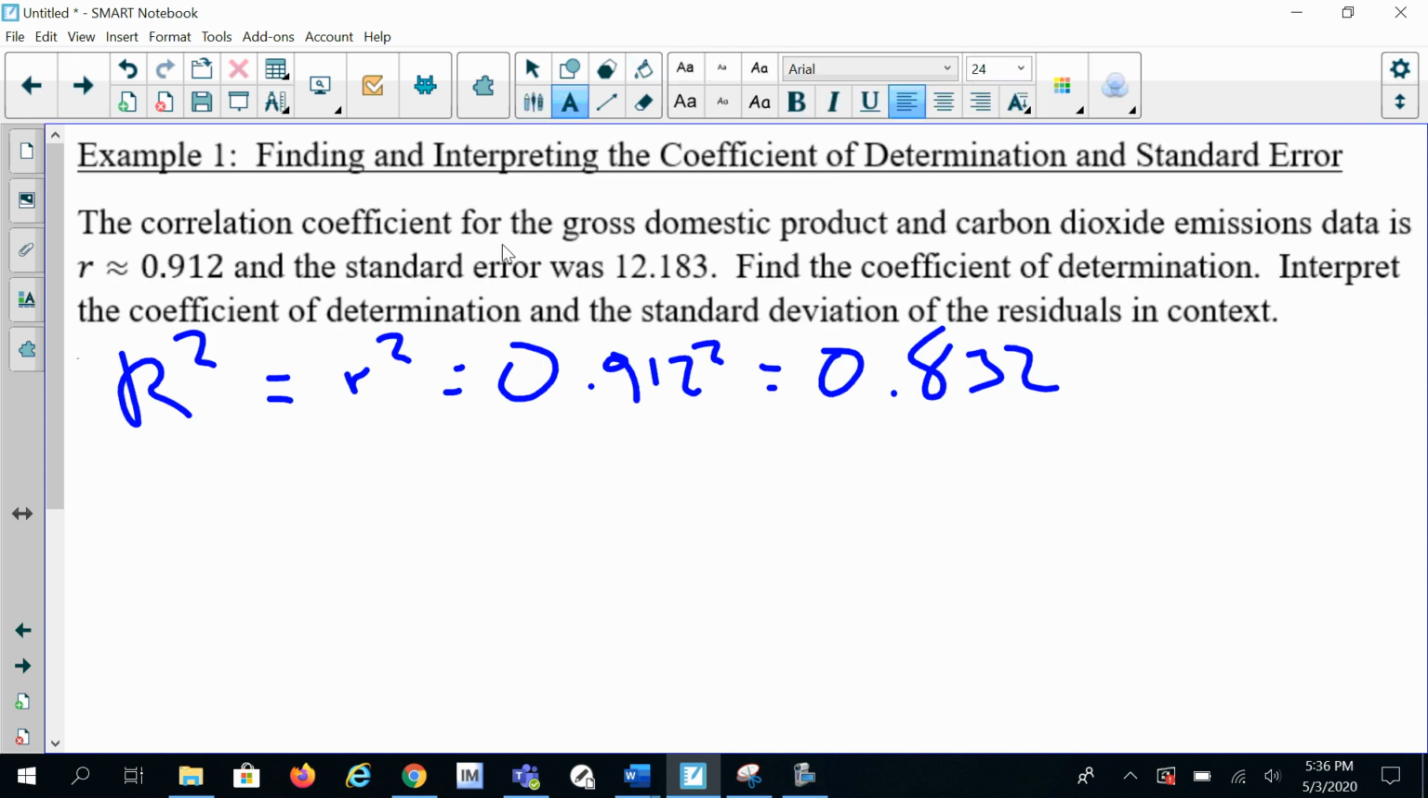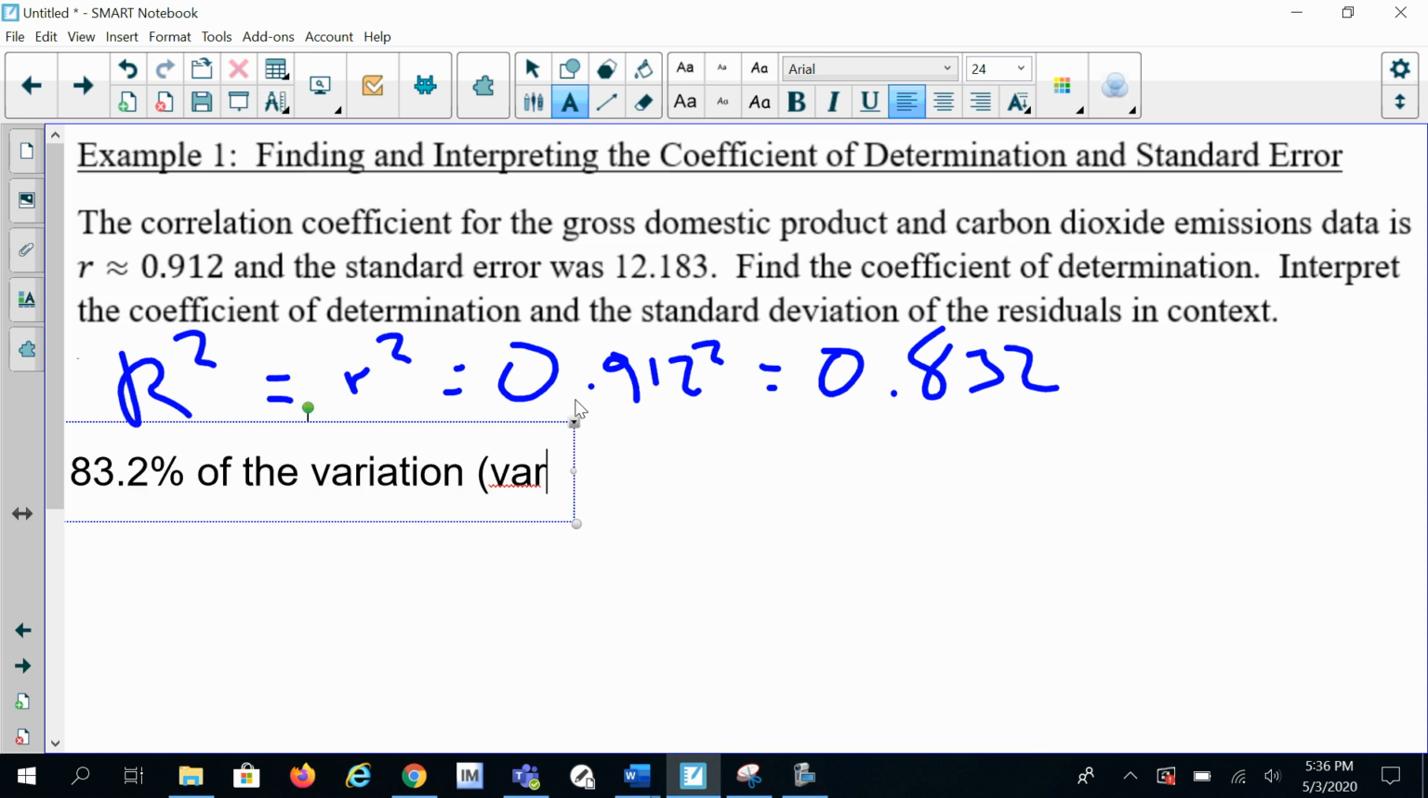So if we do that, first the percent of the variation in y that's explained by the linear relationship with x. So if we convert this to a percent, it's going to be 83.2% of the variation. It could also be variability. You don't have to write both, but just be aware both are okay. Of y. Now, if I recall, the carbon dioxide emissions is y. We were using GDP to predict the carbon dioxide emissions. So when we say of y, we need to actually list the y variable.